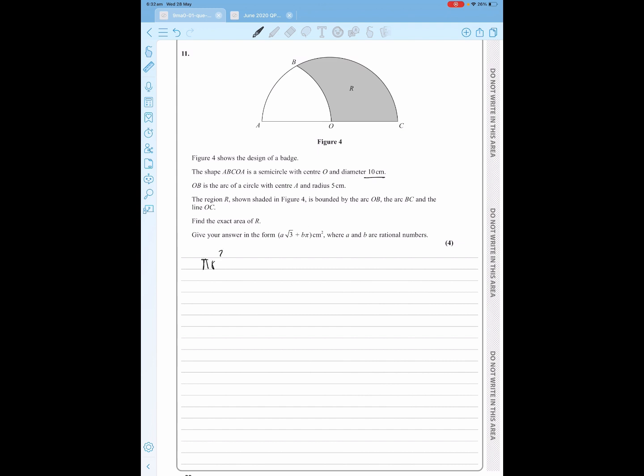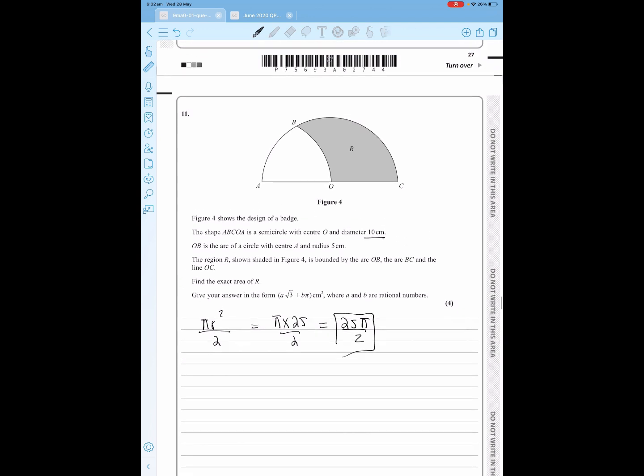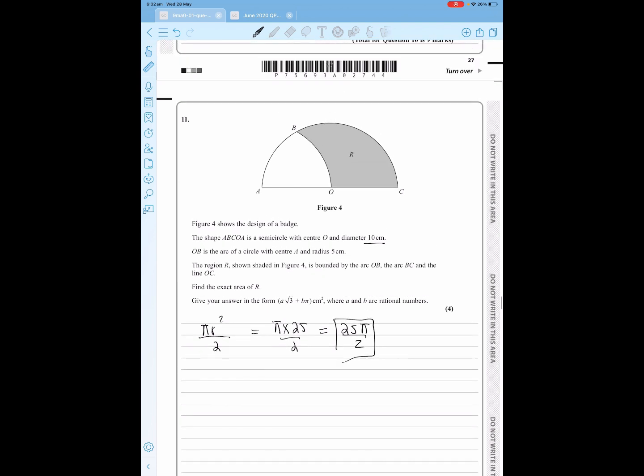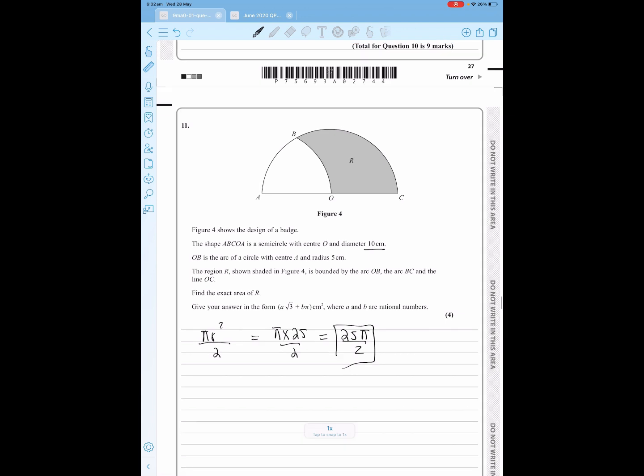So that would be pi r squared divided by 2. So pi times the radius, which is 5 squared, so 25, over 2, is equal to 25 pi over 2. Simple. That would give you 1 mark probably, and that's the area of the entire semicircle. Okay, so now for this white part, we need to find the area of this white part.